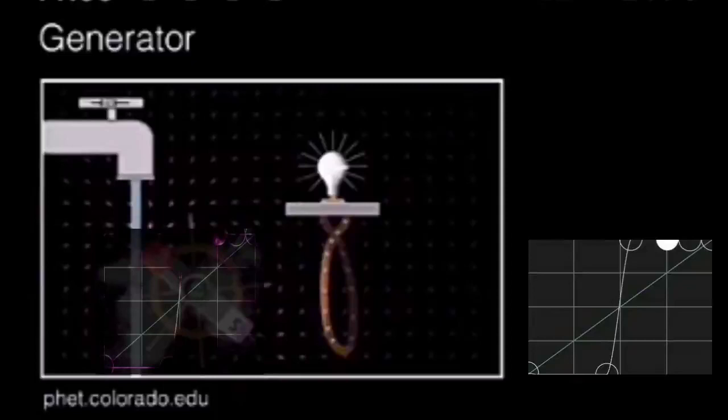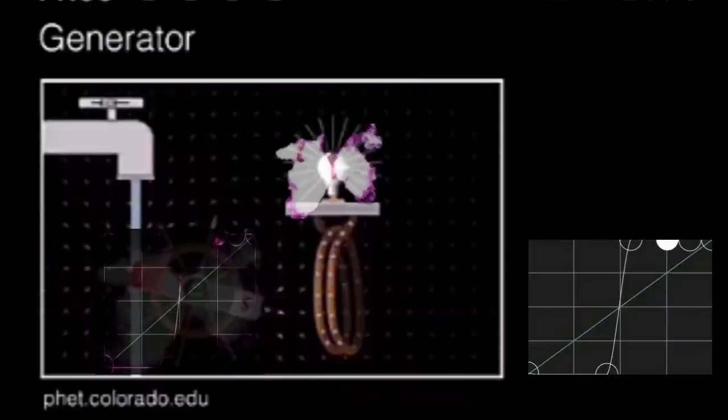Watch what happens as I increase the number of wires. I even have more energy coming out. Now if I increase the water again, I even have more energy being produced. And so we're taking that energy.